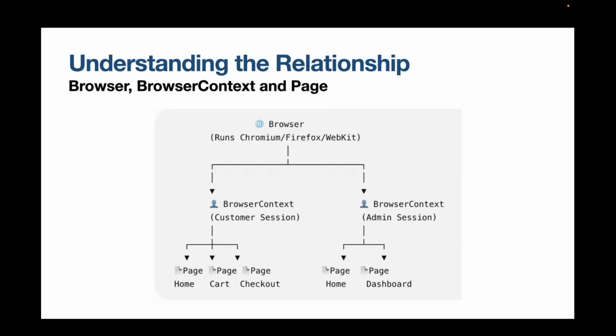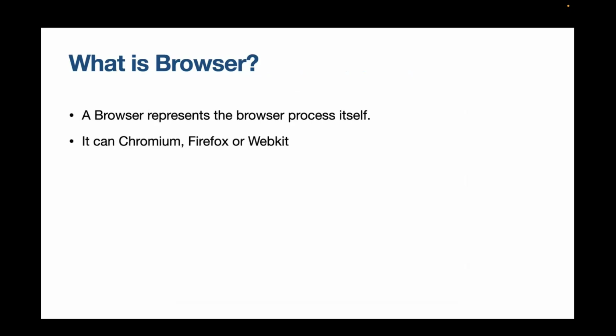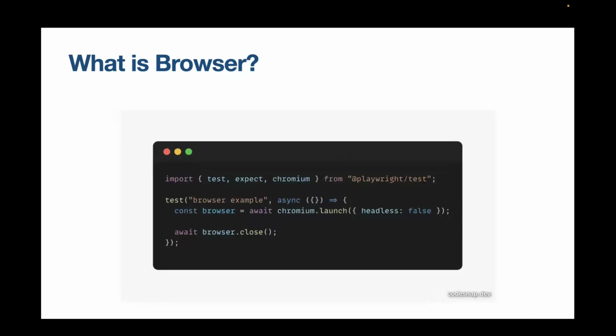Now let's understand the browser, context, and page individually. What is a browser? A browser represents the browser process itself. It can be Chromium, Firefox, or WebKit. Launching a browser starts the browser application, but it does not automatically create a tab or a user session. This test manually launches a new Chromium browser instance using chromium.launch instead of using Playwright's built-in browser fixture. It opens the browser in headed mode, as we have set the option headless to false, performs no actions, and then closes the browser with the browser.close statement.